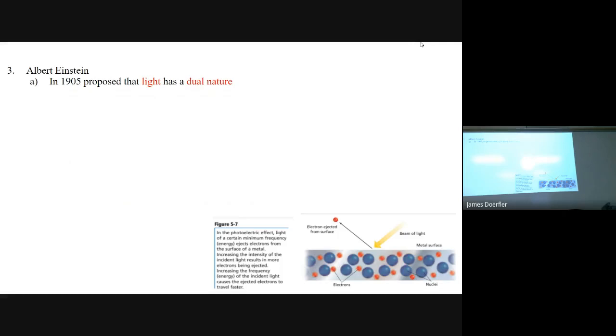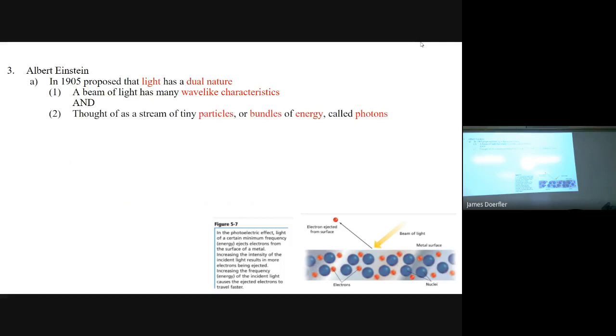Here comes your boy, Albert Einstein. In 1905, little Albert proposed that light has a dual nature. He said a beam of light has many wave-like characteristics and thought of them as a stream of tiny particles or bundles of energy called photons. So you have Planck calling them quanta, and you have Einstein calling them photons. Particles or bundles of energy.